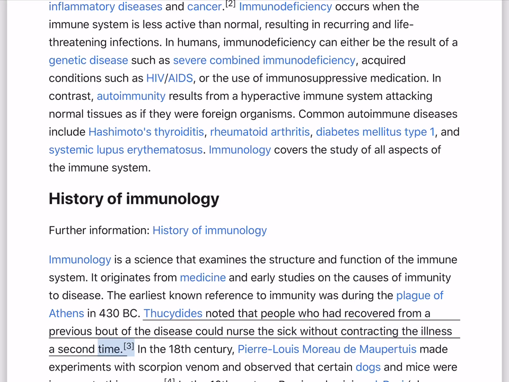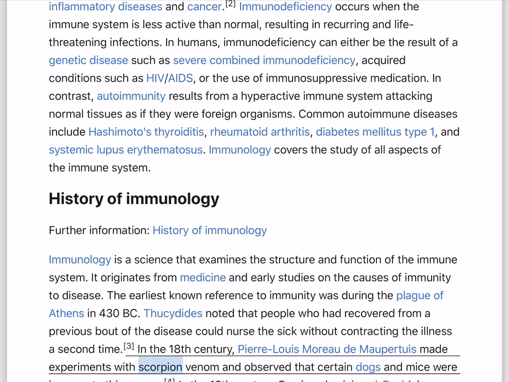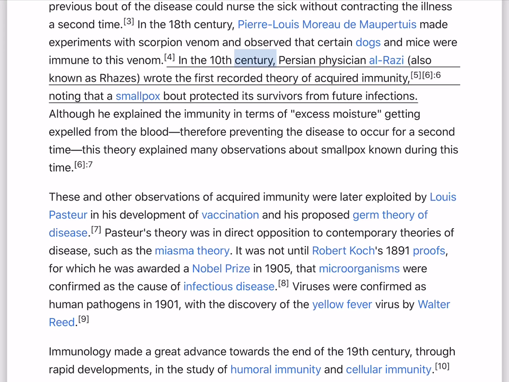In the 18th century, Pierre-Louis Moreau de Maupertuis made experiments with scorpion venom and observed that certain dogs and mice were immune to this venom. In the 10th century, Persian physician Al-Razi, also known as Rhazes, wrote the first recorded theory of acquired immunity, noting that a smallpox bout protected its survivors from future infections.